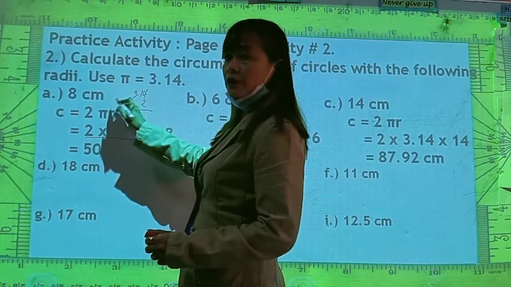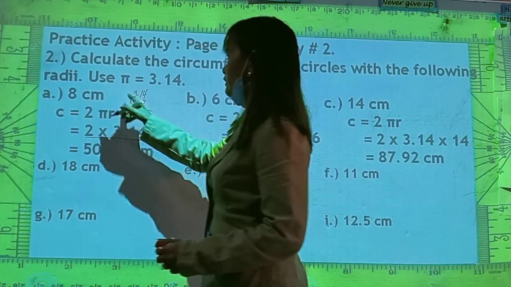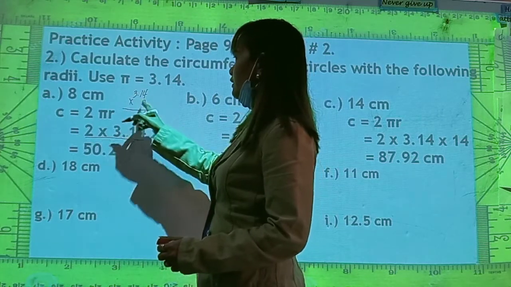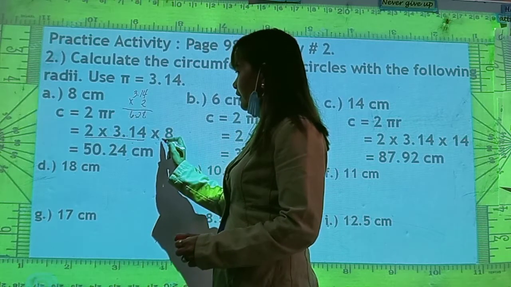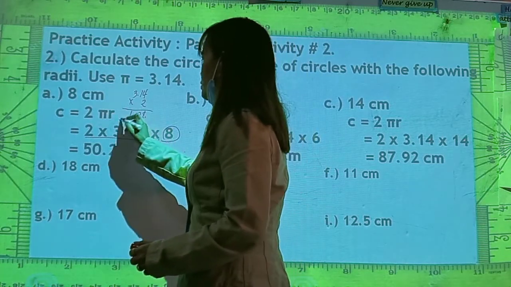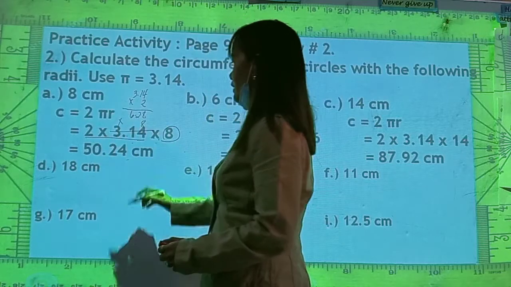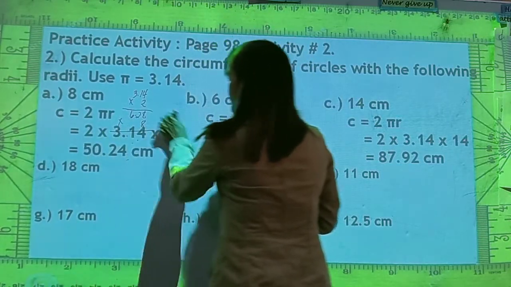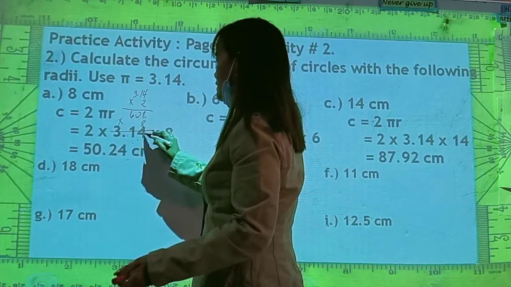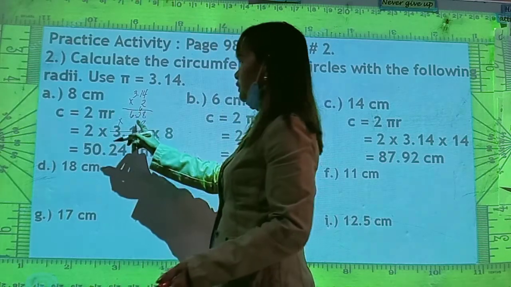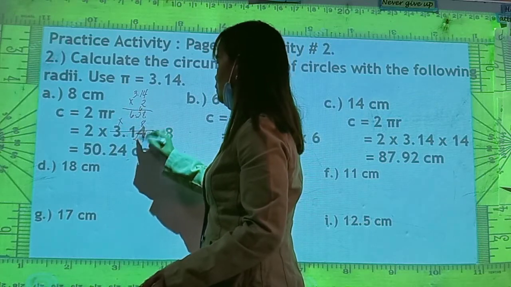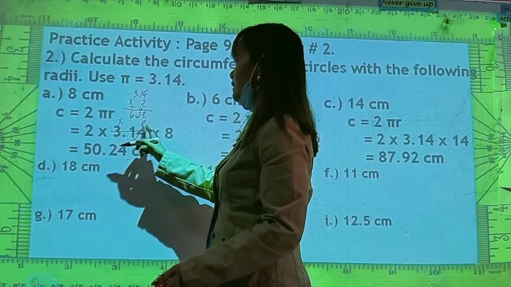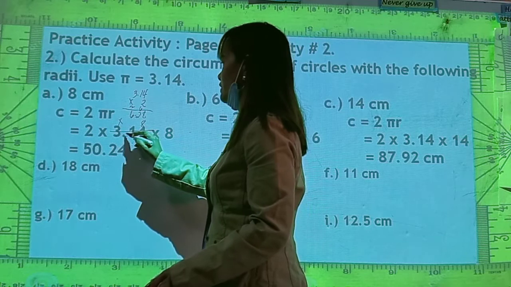Okay, 4 times 2 is 8, 1 times 2 is 2, 3 times 2 is 6. How many decimal places? 1, 2, 1, 2. And then the radius is 8, so we need to multiply it by 8. Okay, so we have 8 times 8 is 64, carry 6. 2 times 8 is 16, 16 plus 6 is 22, carry 2. 6 times 8 is 48 plus 2 is 50.